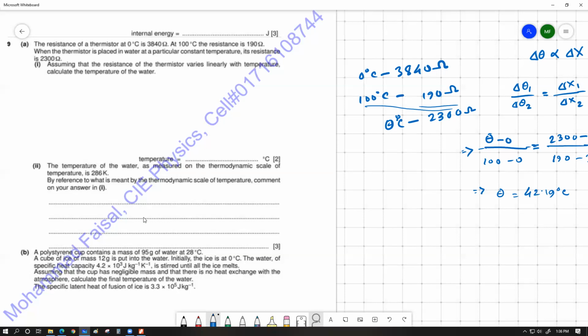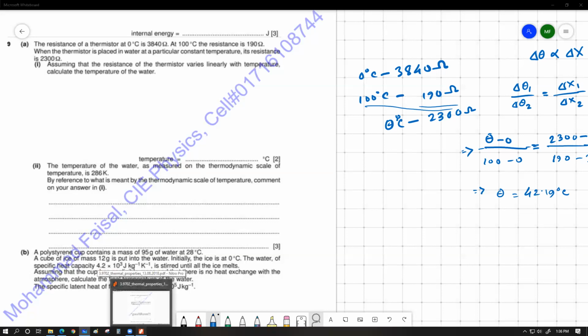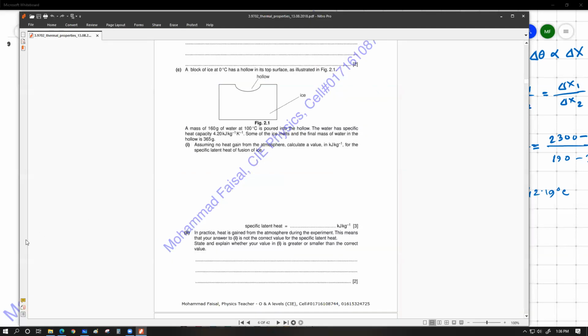Let's look at the mark scheme and try to find out what kind of wording the examiners want. First, we have to define the Kelvin scale, and then we have to use the Kelvin scale definition to make some comment about this temperature. So that's what we are trying to do. We go to the mark scheme.